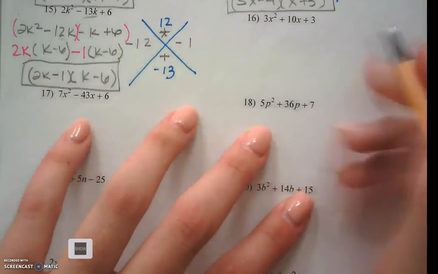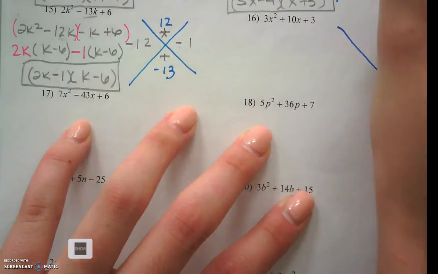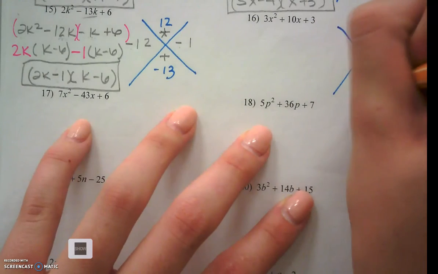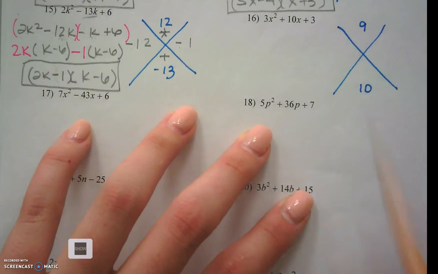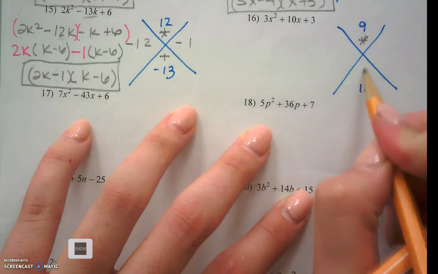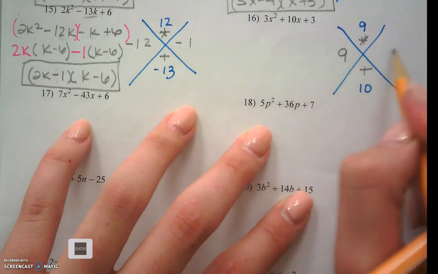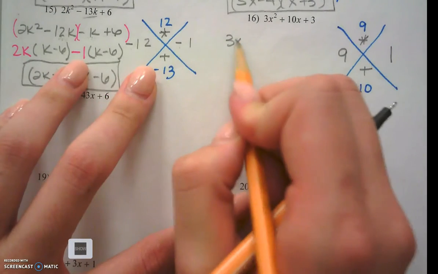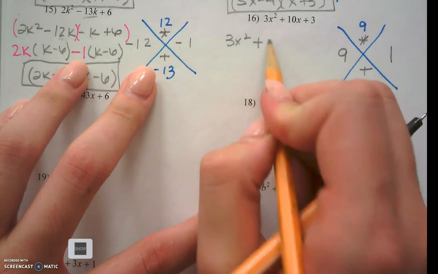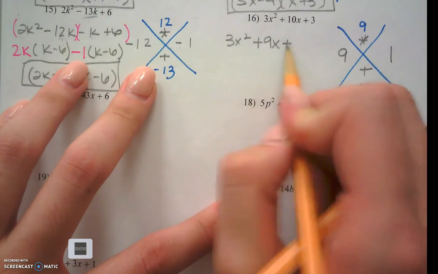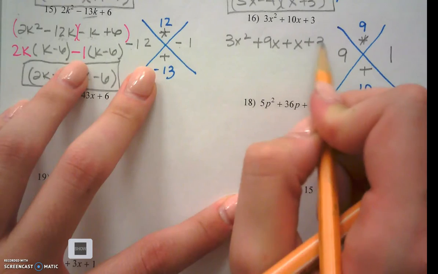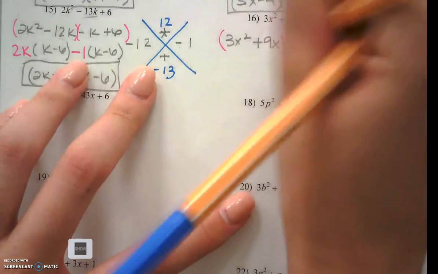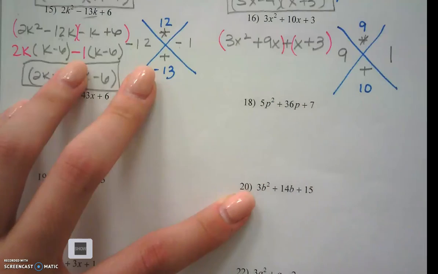So, 9 at the top, 10 at the bottom. What multiplies and what adds? So it'll be a nice easy 9 and 1. 3x squared plus 9x plus x plus 3. We will group our first two and our last two.